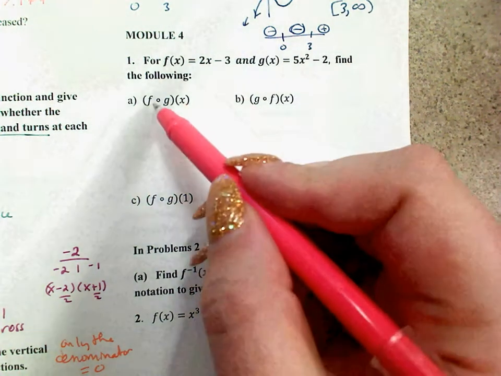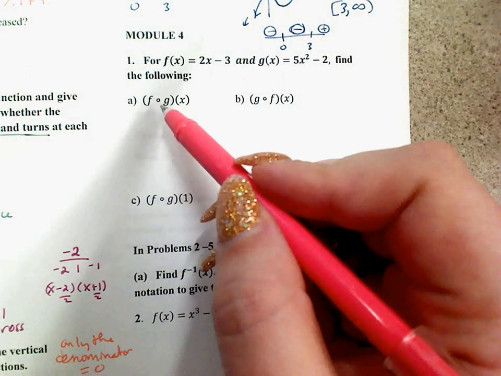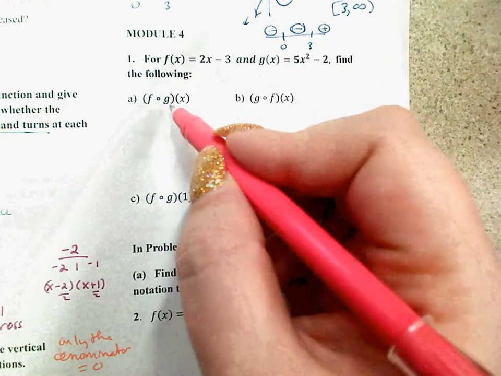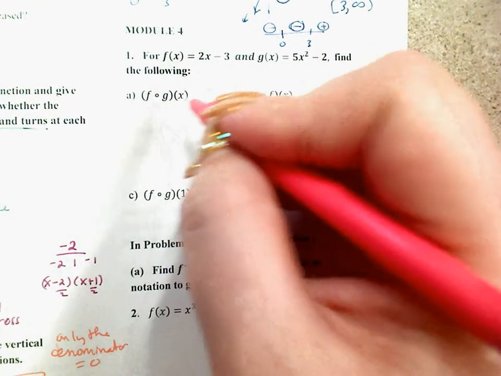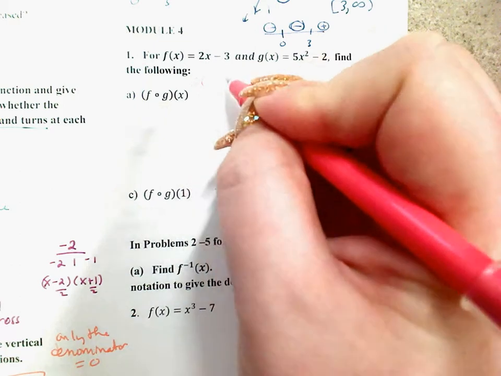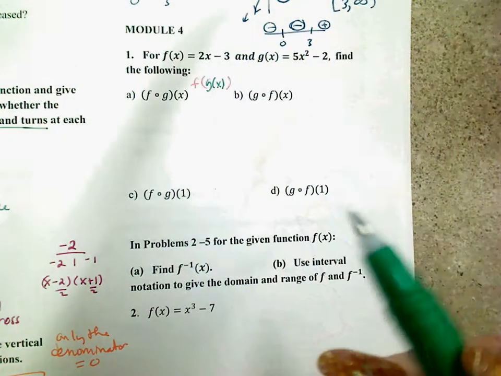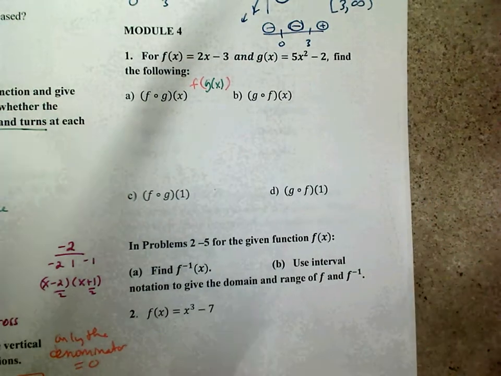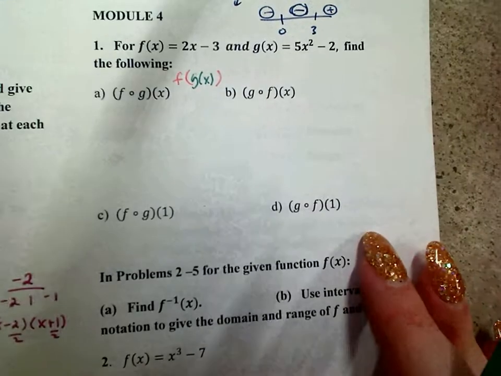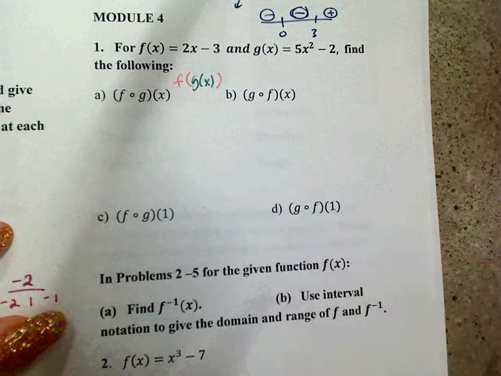So when you see this open circle right here, that actually means composition. When I see f of g of x, you've got an outer function and an inner function. So I'm actually going to use two different colors for this. F of g of x. So the outer function is f of x, and the inner function is g of x. So I'm going to write the outer function first, f.